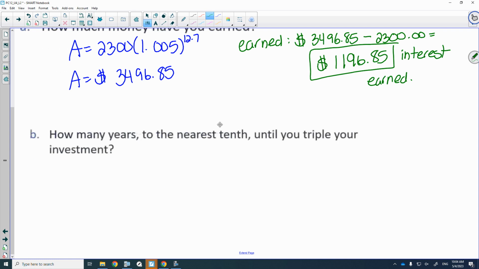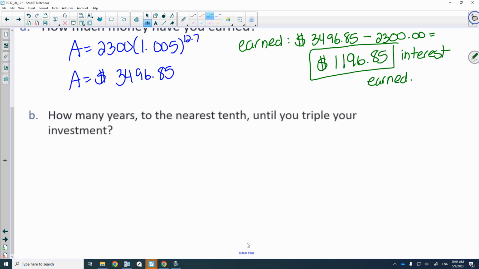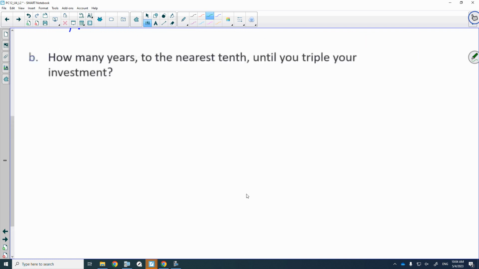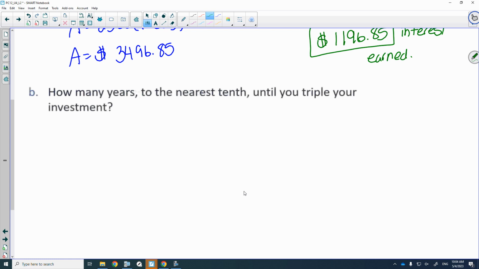Okay. How many years to the nearest tenth until you triple your investment? So I invested 2,300. What would tripling that be? Yep, 6,900. So that's my final. We're going to figure out how many years, from my initial investment, it is going to take to triple that, which would be 6,900.